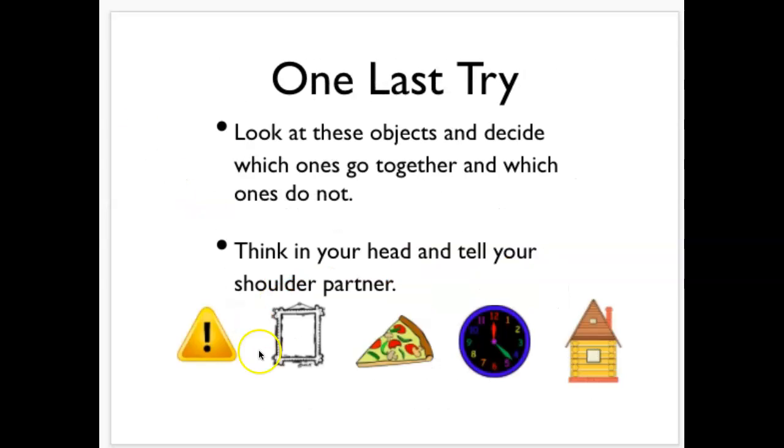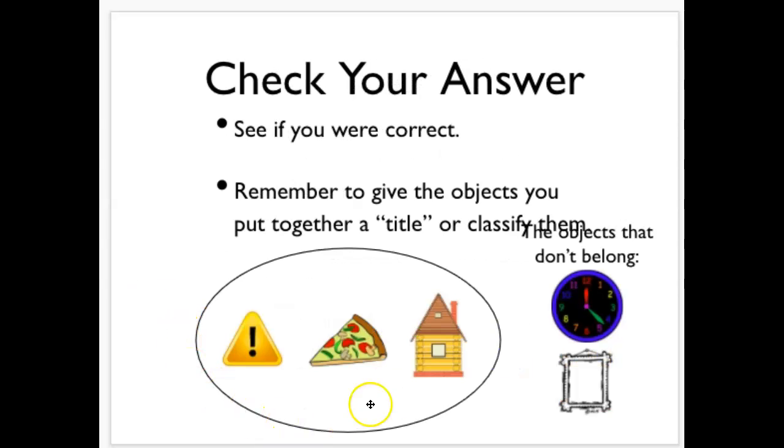Let's try again. Look at the objects and think about which ones go together and which ones do not. Think about that in those smart brains of yours. What objects go together and which do not? This is how I grouped them. Is this what you chose to do?